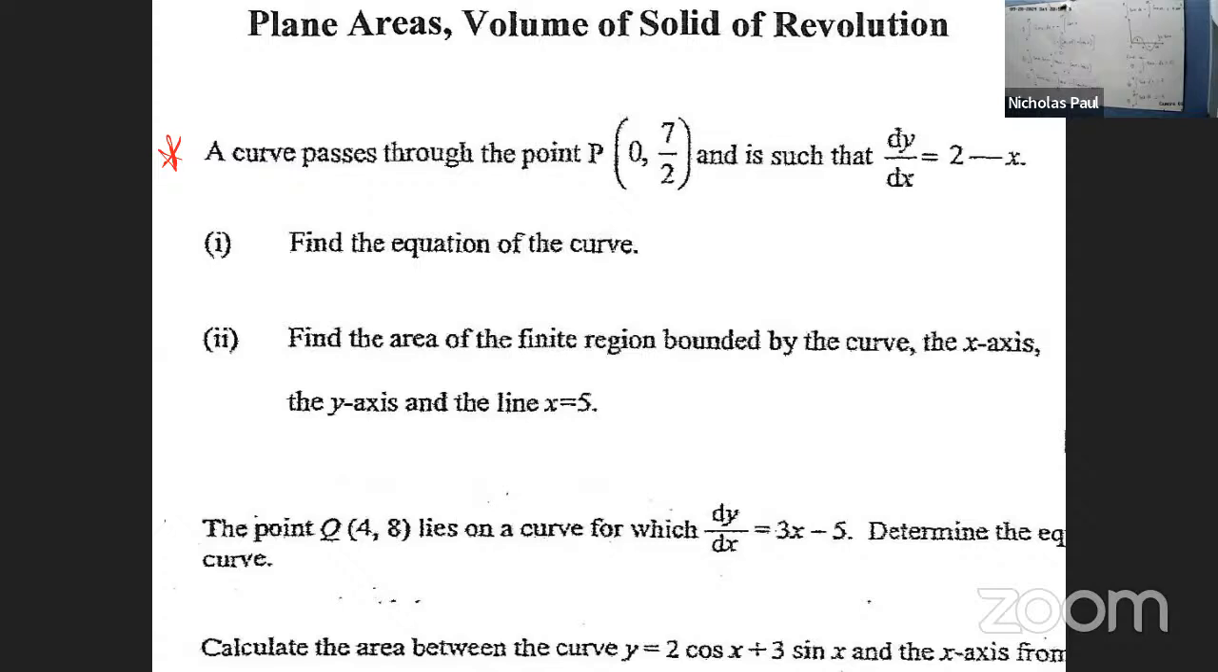Yes, one question. What do you mean by the y-axis? What's the equation of the y-axis? X equals 0, right? Y goes there.